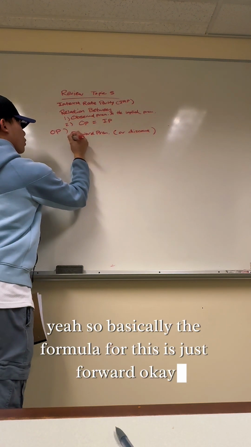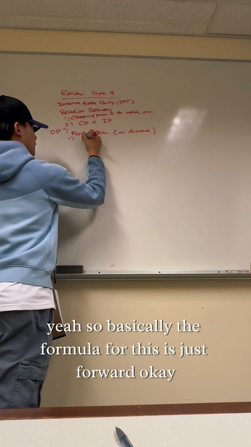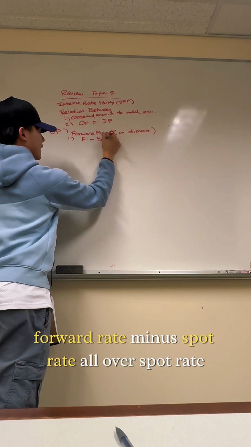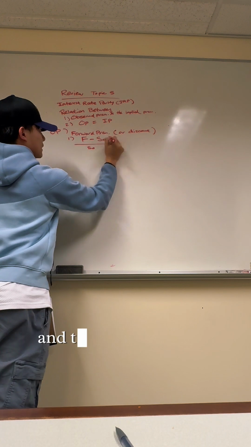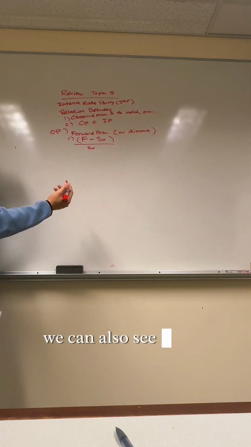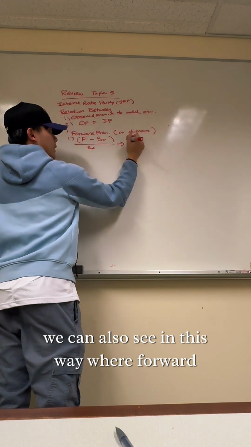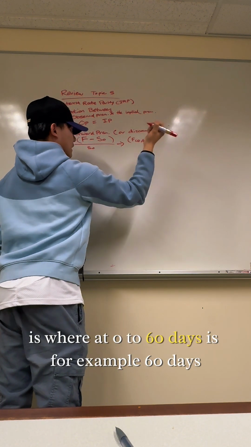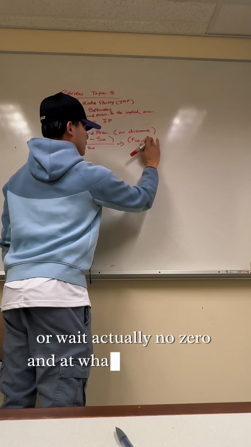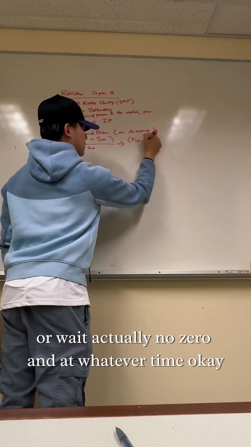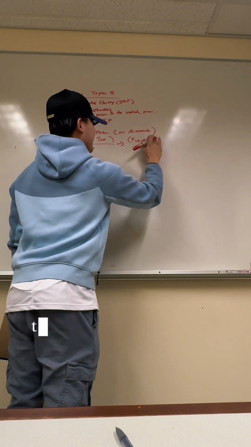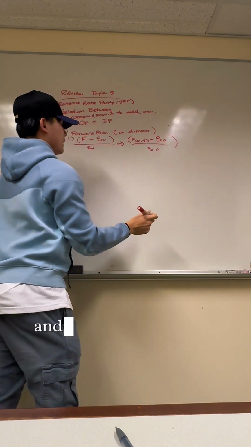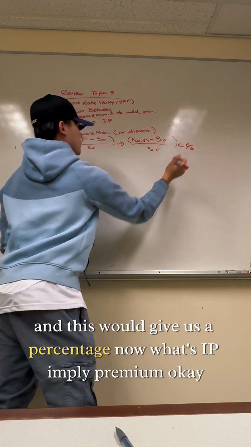Yeah. So basically, the formula for this is forward rate minus spot rate, all over spot rate. We can also see it in this way, where the forward rate is at time T, minus the spot rate, all over the spot rate, and this would give us a percentage.